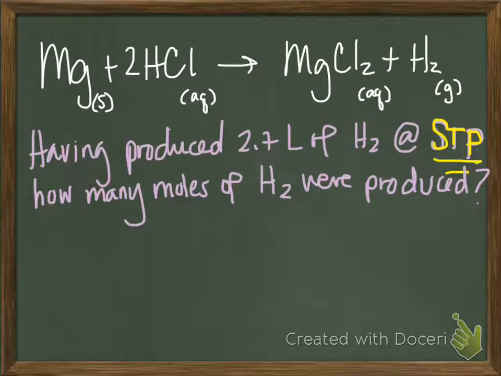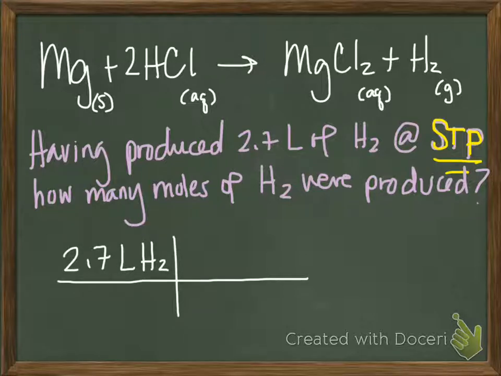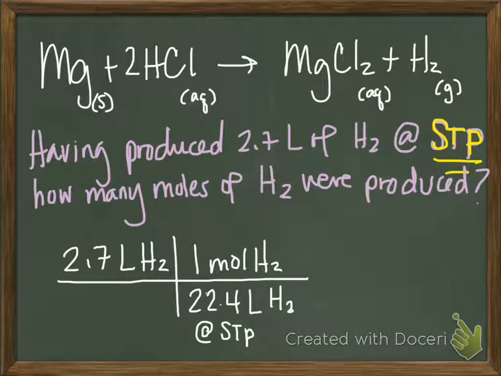Having produced 2.7 liters of H2 at STP, how many moles of hydrogen gas were produced? Same thing, we're going to do this as a factor label. Our given, of course, is the measured volume of hydrogen gas that was produced. Our conversion factor is the 22.4 liters of H2 at STP, which is equal to 1 mole of H2. I put the "at STP" in here so that I don't screw up, because if you're doing this at anything but STP, you can't use this conversion factor.